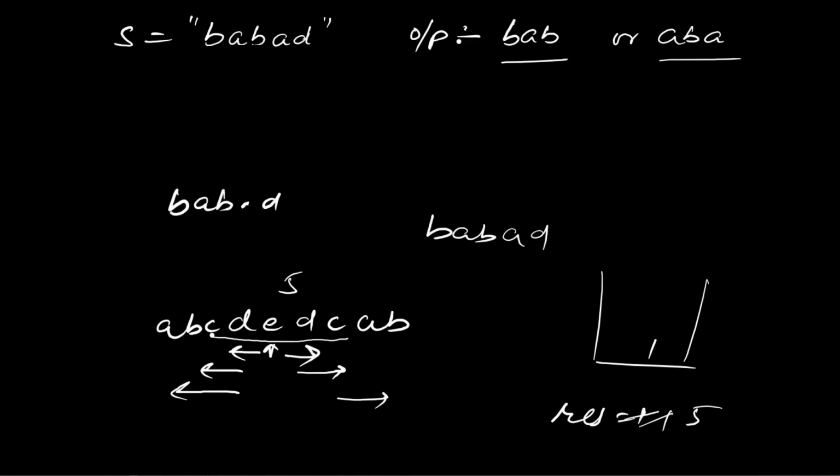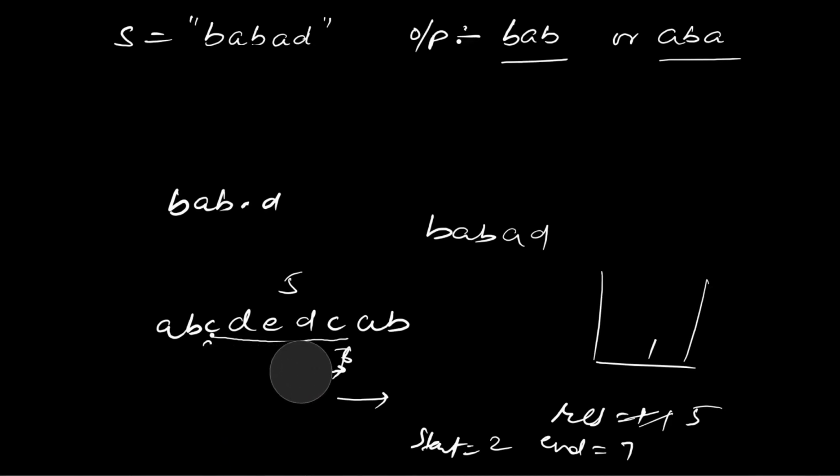And again we have to store the starting and end index of this substring. So our starting index is what? We can see the starting index is 2 and the end index is 7. So the start is 2 and the end is 7. So again we'll traverse further, and we'll be at index 6.